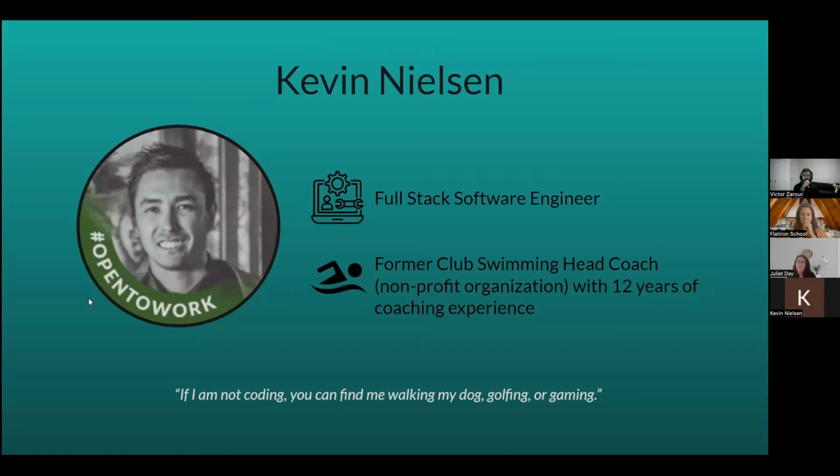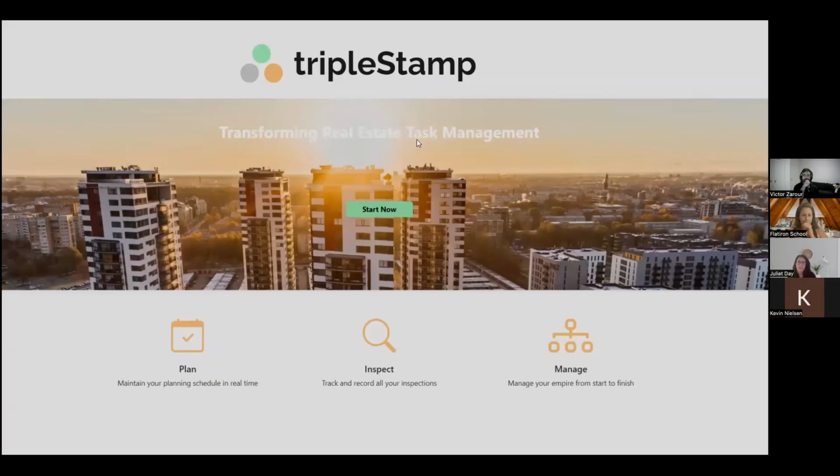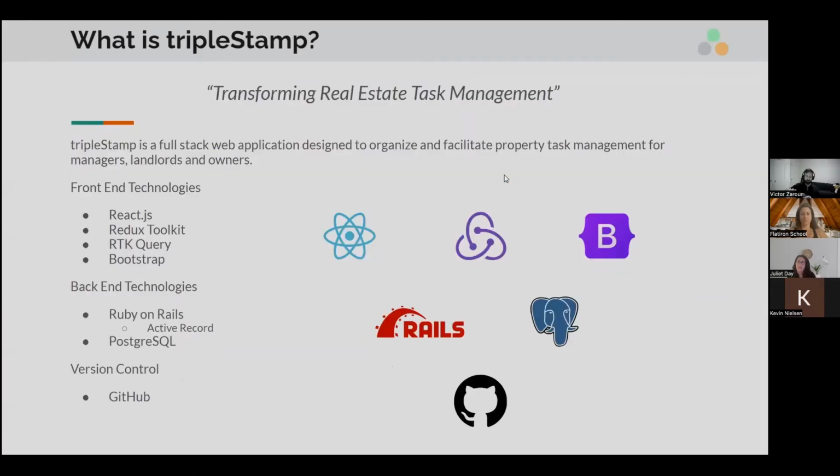All right, let's jump into the application. The name of my app is called Triplestamp, Transforming Real Estate Task Management. This is a landing page. We're just going to go over a couple slides. It's a full stack web application designed to organize and facilitate property task management for managers, landlords, and owners.